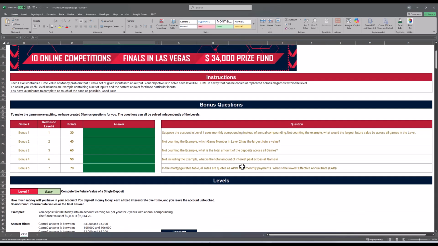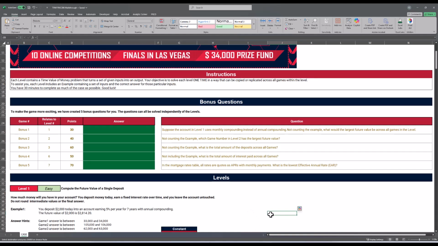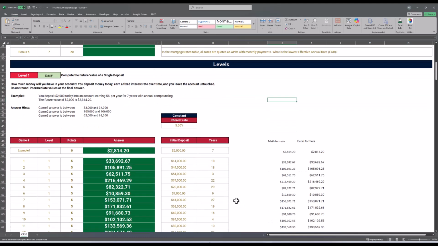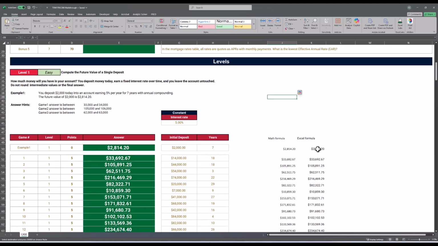Suppose the level 1 account uses monthly compounding instead of annual compounding. Not counting the example, what would be the largest future value across all games in the level? So let's redo this with monthly compounding. So I'm going to do the Excel formula here.